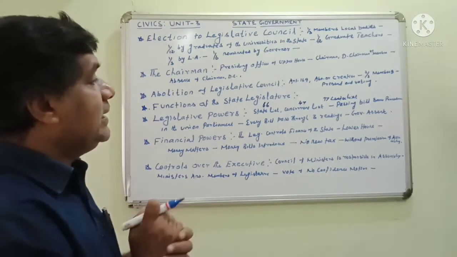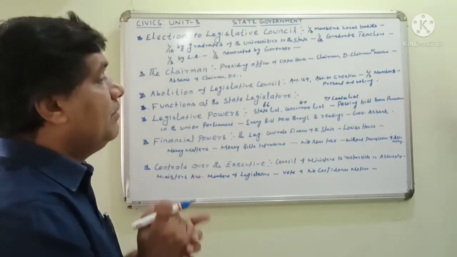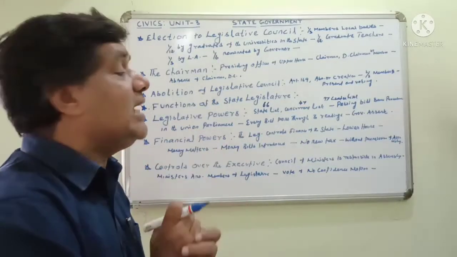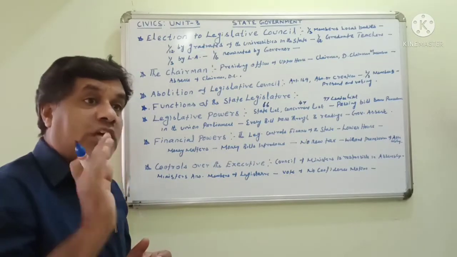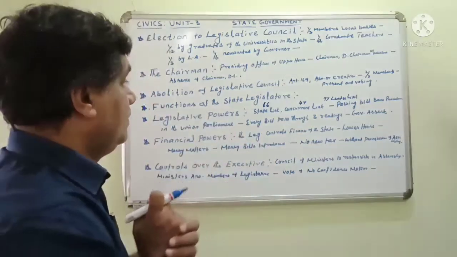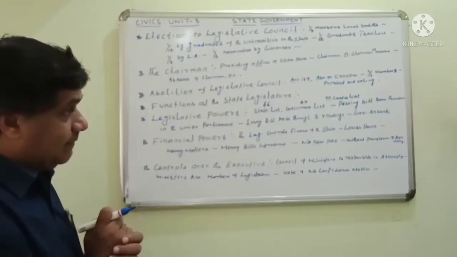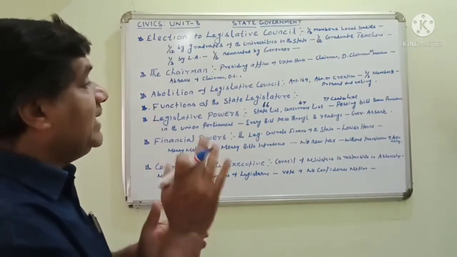In the assembly, no new tax is levied on the people without the permission of the assembly. No one can levy taxes on the people without its permission. The taxes are used for public welfare purposes, but without the permission of the assembly, no one levies the tax.